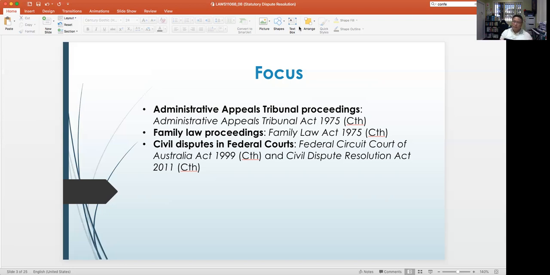So when I speak, for example, about court annexed ADR, I mean that this could be ADR, which is annexed both to proceedings under the court system or the tribunal system.